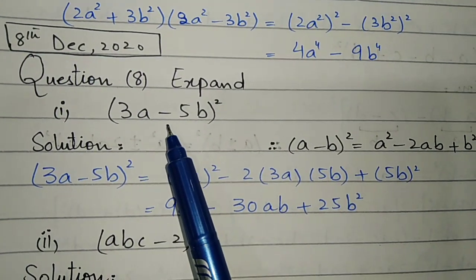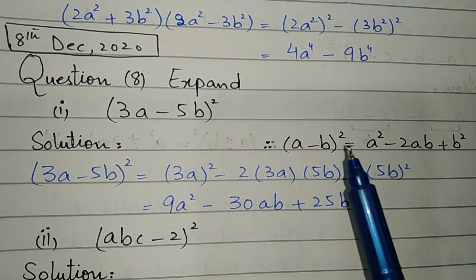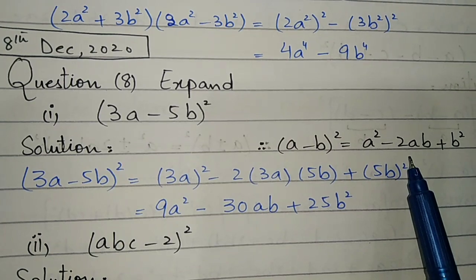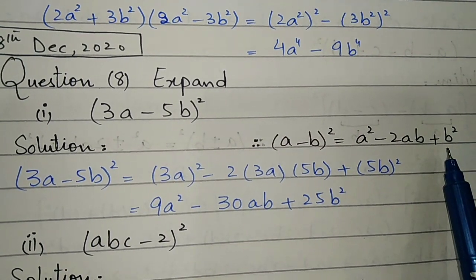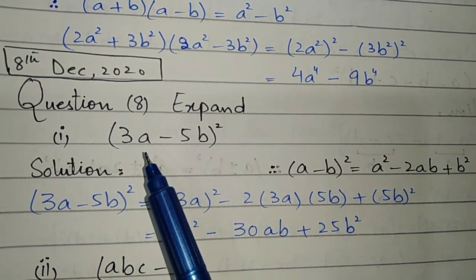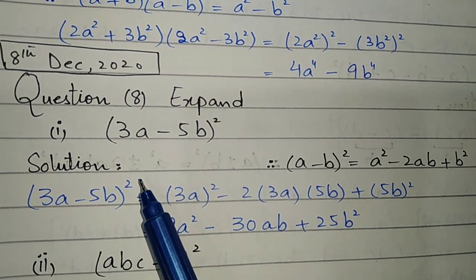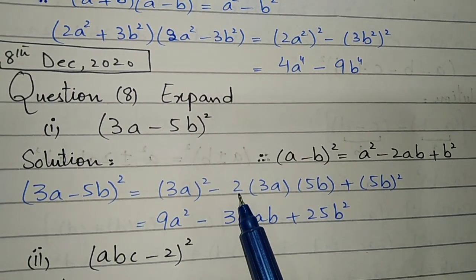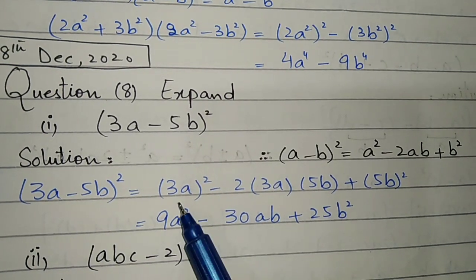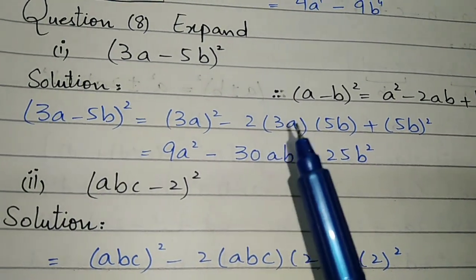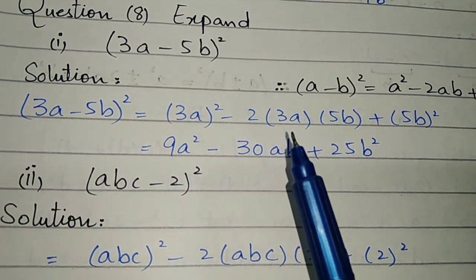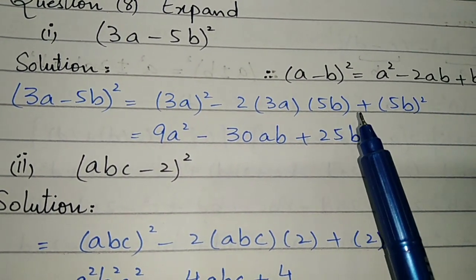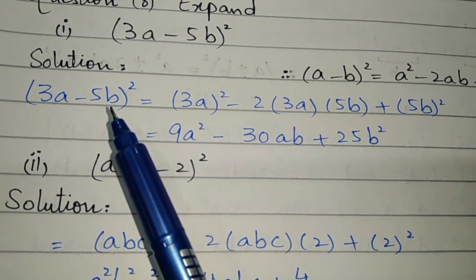The first part is (3a minus 5b) whole square. So that is (a minus b) whole square. We have to apply the formula: (a minus b) whole square equals a square minus 2ab plus b square. Now we expand it by the formula: (3a minus 5b) whole square equals (3a) whole square minus 2, according to the formula, the first number in the first bracket and the second number in the second bracket, plus (5b) whole square, the square of the second number.